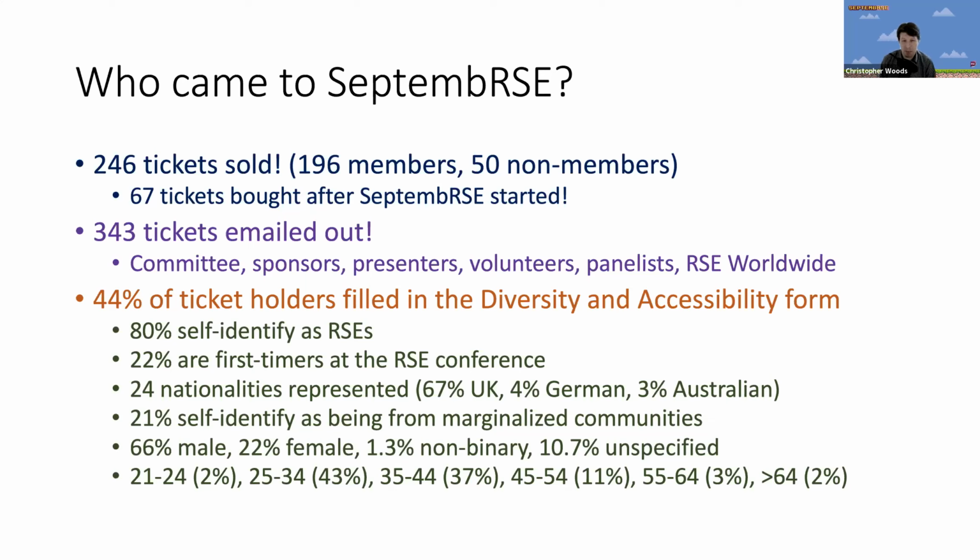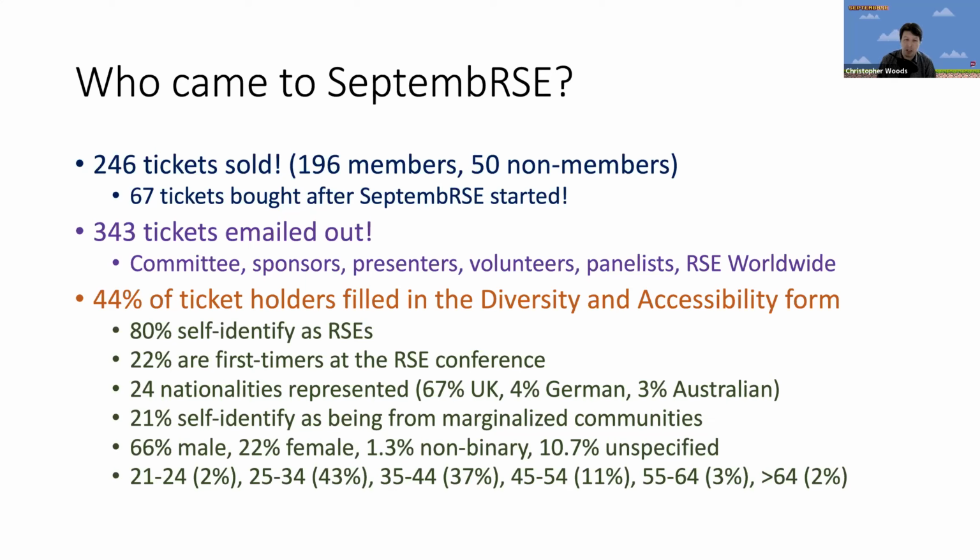In terms of the gender split, we inherit, I think, a little bit of a very biased gender split, but we're always striving to do better. So we have 66% of people identify as male, 22% female, 1.3% non-binary, and 10.7% unspecified. So again, it's not great, it could be better, and we must do more to make sure that we have a much more diverse and much more balanced conference.